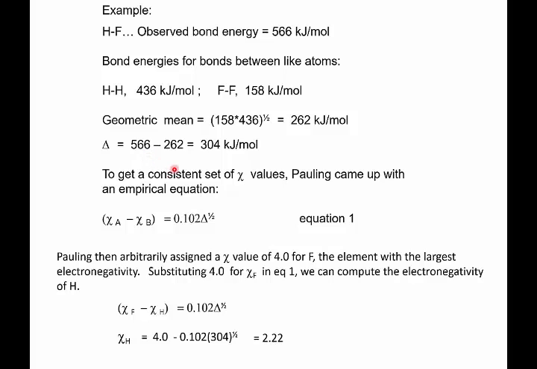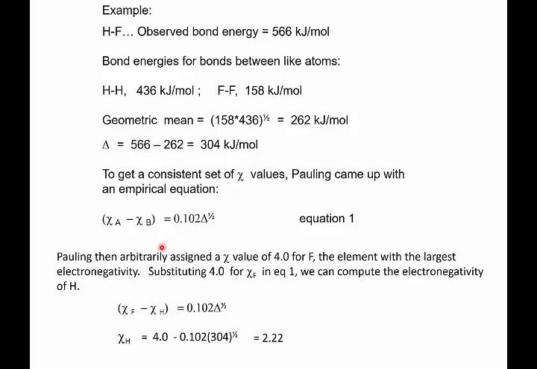Now, to get a consistent set of electronegativity values for all of the elements, Pauling came up with an empirical equation shown here. The difference in the electronegativity of two elements equals a constant, the parameter 0.102, times this delta difference to the 1/2 power, the square root of that. I call that equation 1.